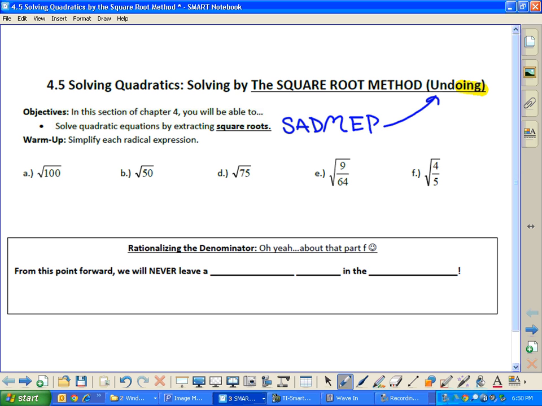Okay, so with that, I just wanted to go over your warm-up real quick. Square root of 100, y'all get that? Yeah! No decimal answers until we get to word problems. Just give me a heads up on that. Part B, square root of 50. Go ahead, Hannah. Perfect. How did you get that? You square root both pieces, yeah.